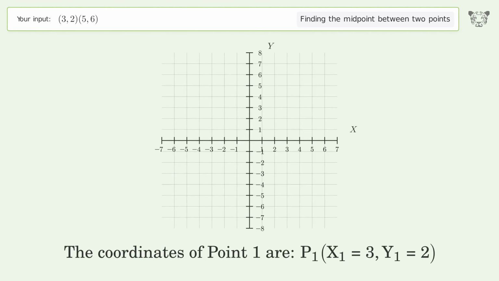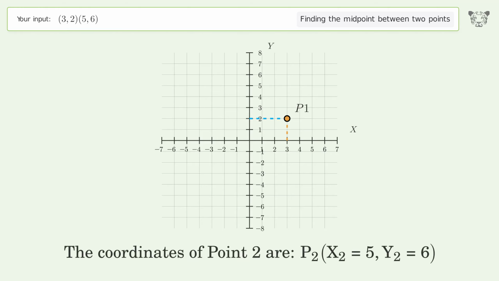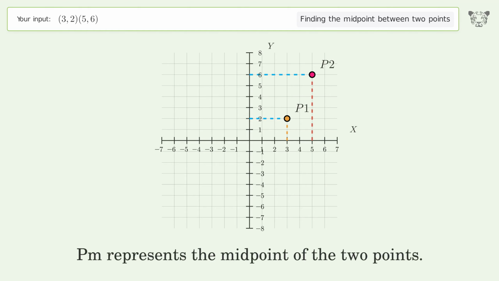The coordinates of point 1 are x1 equals 3, y1 equals 2. The coordinates of point 2 are x2 equals 5, y2 equals 6. PM represents the midpoint of the 2 points.